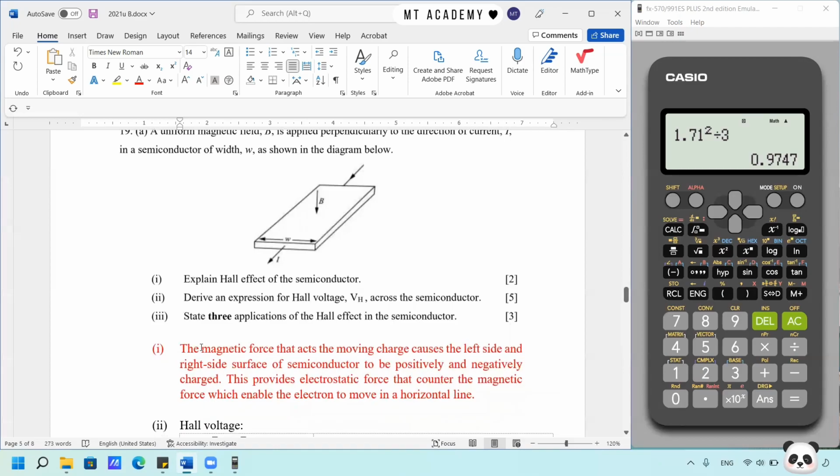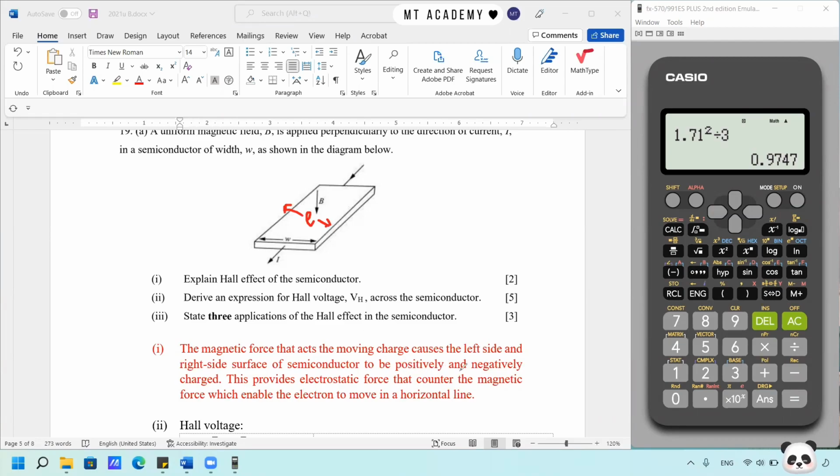Simple, the magnetic force that acts on the moving charge causes charge to accumulate on the left side and the right side surface of the semiconductor. You need to be sure, because the current is flowing in this way. For example, we have a charge here. The magnetic field will push the charge either to the left or to the right. If you apply Fleming's left-hand rule, you will know the direction.